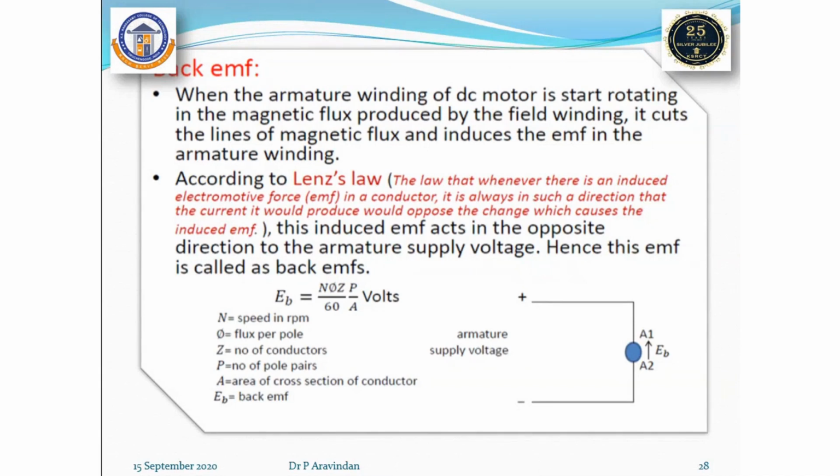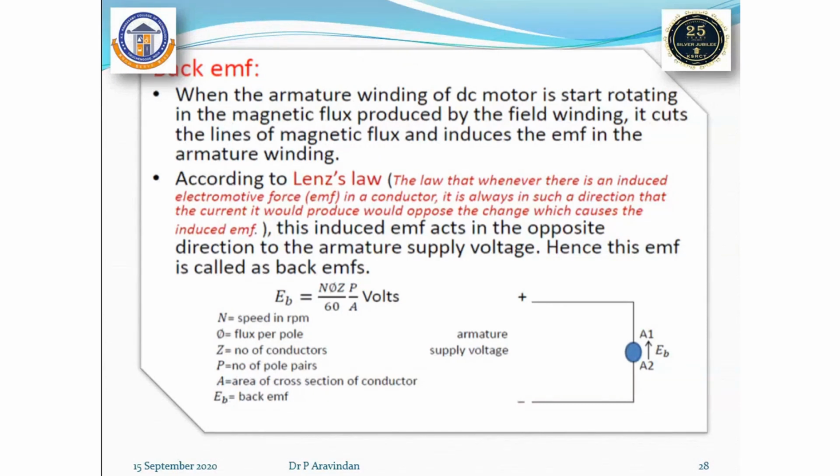I am repeating the statement so that you can understand and memorize it easily. Please listen carefully. That is the generator action of the motor. Still it is a motor, but there will be generator action. We state that the generator action of the motor is the back EMF. So the equation for the back EMF is EB equal to P phi Z N by 60A volt.